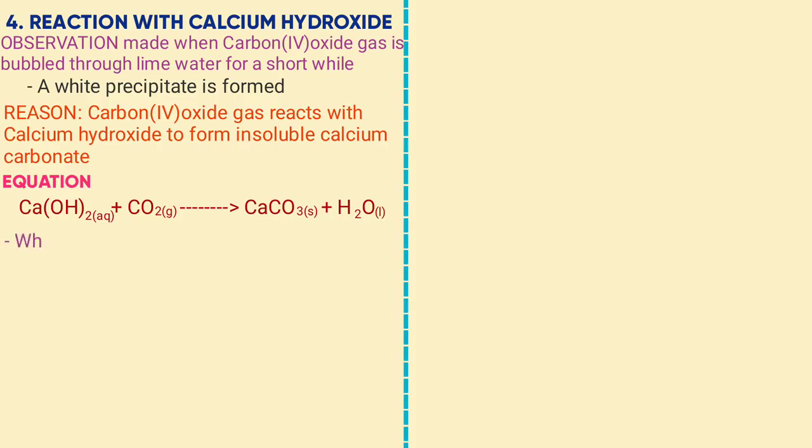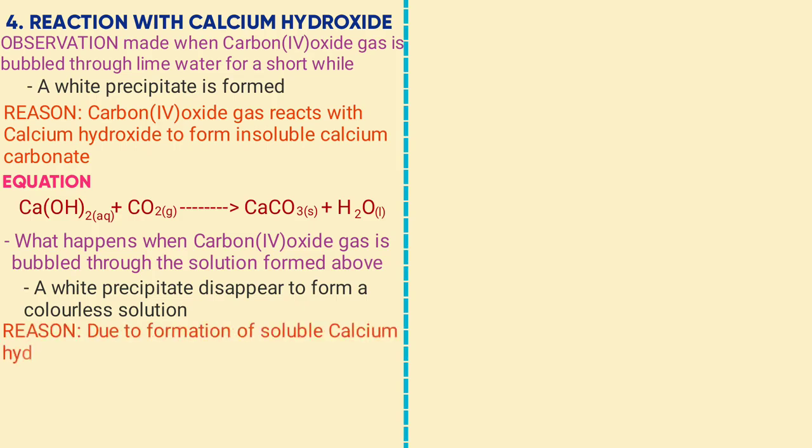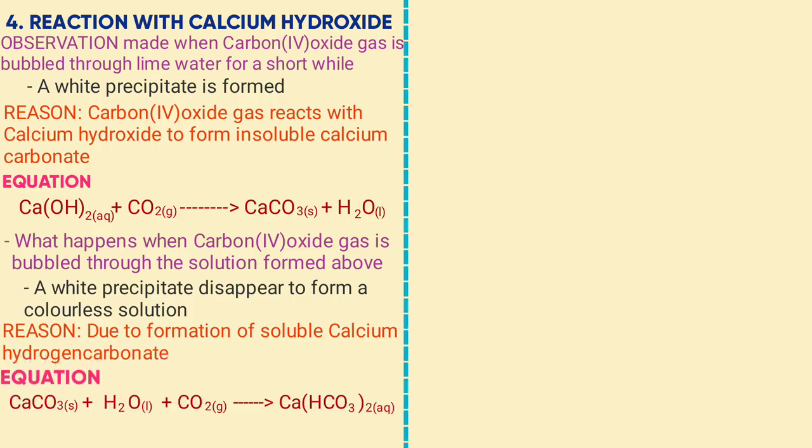Now, when carbon dioxide is passed through the solution formed above, the white precipitate disappears to form a clear solution. Reason: due to formation of soluble calcium hydrogen carbonate. Equation is calcium carbonate solid plus water liquid plus CO2 gas will give you calcium hydrogen carbonate aqueous.